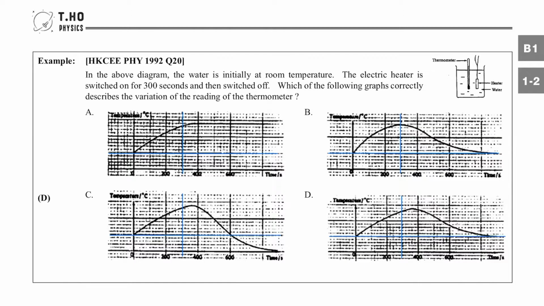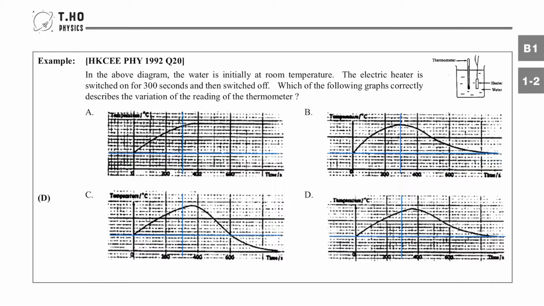CE Physics 1992 question 20. So we have a cup of water being heated from room temperature, and after 300 seconds the heater is switched off. So we have 4 graphs which show the heating curve of the water correctly.